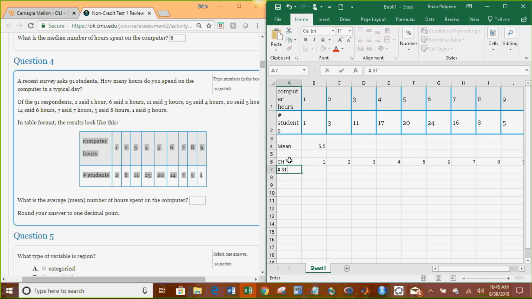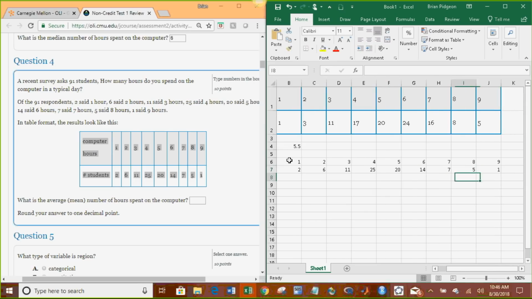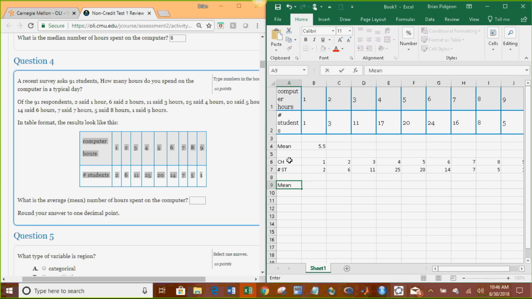Number of students: 2, 6, 11, 25, 20, 14, 7, 5, and 1. The reason I'm typing this in is because I know ahead of time that, because it copied this first row initially as two different rows in Excel, Excel will give you an error message.